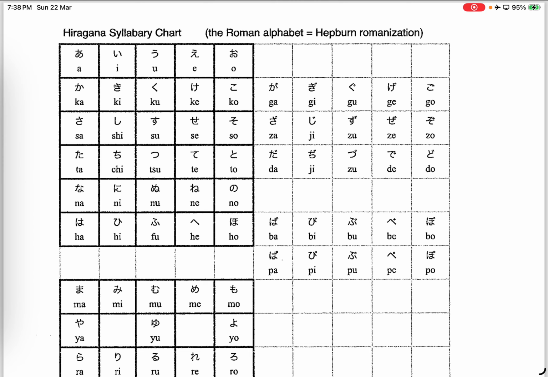So repeat after me. A. I. U. E. O. So these are our five basic vowels. In English, we also use these. In Chinese, we also use these. So I believe you know them already. Just a slight difference in the pronunciation. It's a little bit different from Chinese and English.